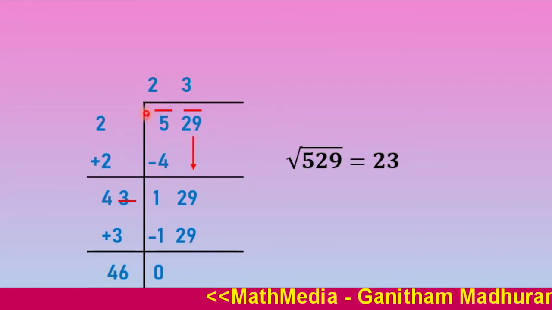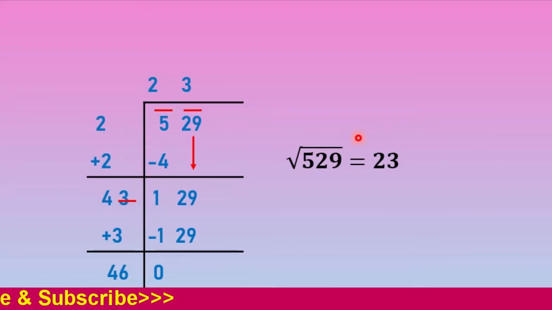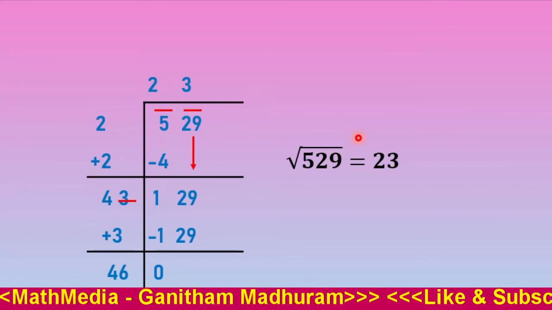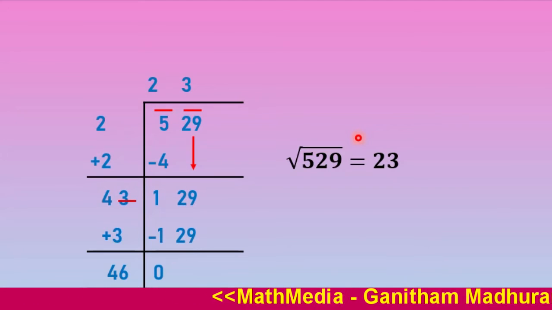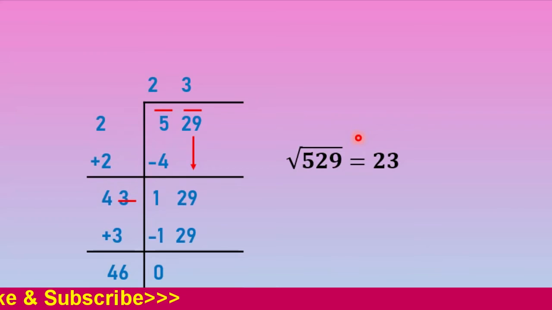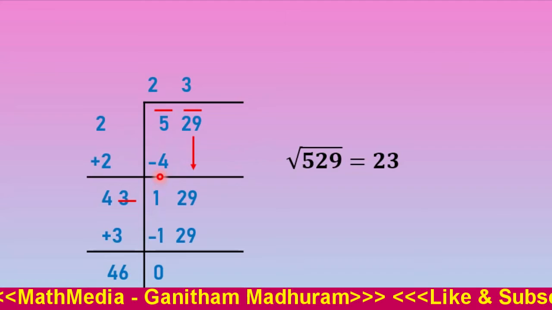It has only one digit, that is 5. Check whether 5 is a perfect square or not. You know that 5 is not a perfect square. So take the square number less than 5, that is 4. That 4 you have to write in the dividend.